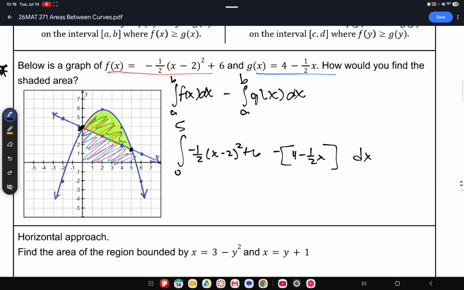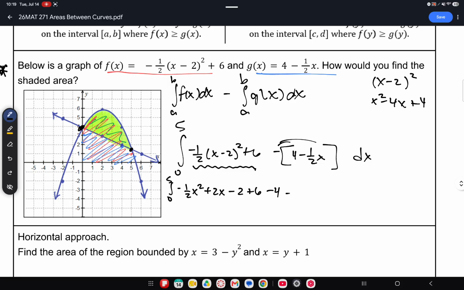And then I can apply the integral rules, right? So I'd probably want to expand all that out. So let's see, (x minus 2) squared is going to be x squared minus 4x plus 4. And I'll distribute that 1/2 to it. So I'd have negative 1/2 x squared plus 2x minus 2 and then plus 6, and I'll distribute this negative. So negative 4 and then plus 1/2 x. Combine some more like terms. I'll do it over here because I'm out of room.